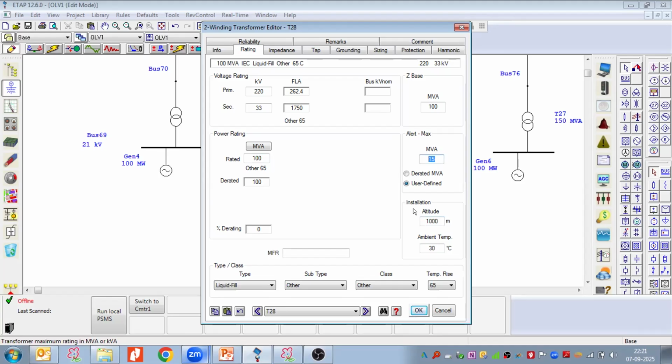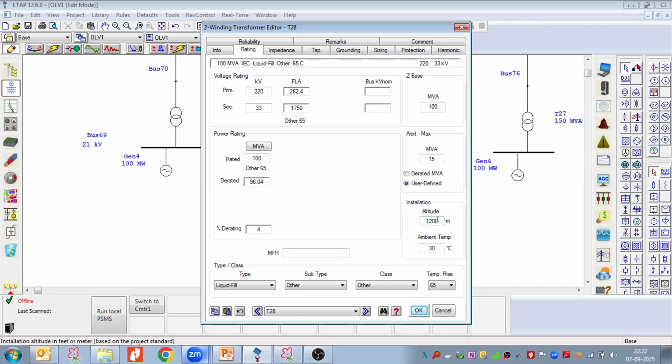And then altitude installations above sea level. Altitude generally in ETAP by default is 1000 meters, but if you want to, we can increase this altitude. If we increase this altitude, in that case, my transformer rating will start to derate. You can see the 100 MVA transformer is now derated to 96 MVA, a 4% derating. So every 100 meters provides 2% derating.